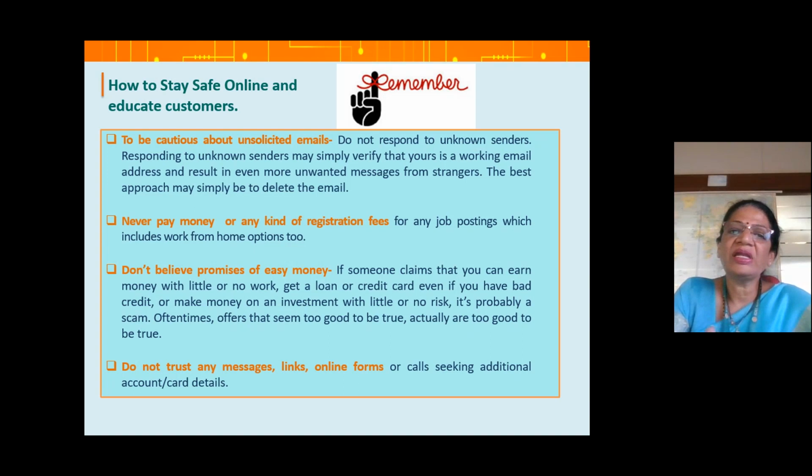Never pay money or any kind of registration fee for any job posting, including work-from-home options. Don't believe promises of easy money. If someone claims that you can earn money with little or no work, or get a loan or credit card even if your CIBIL score is down, or that you can make money on an investment with little or no risk, it's probably a scam. Oftentimes, offers that seem too good to be true actually are too good to be true.